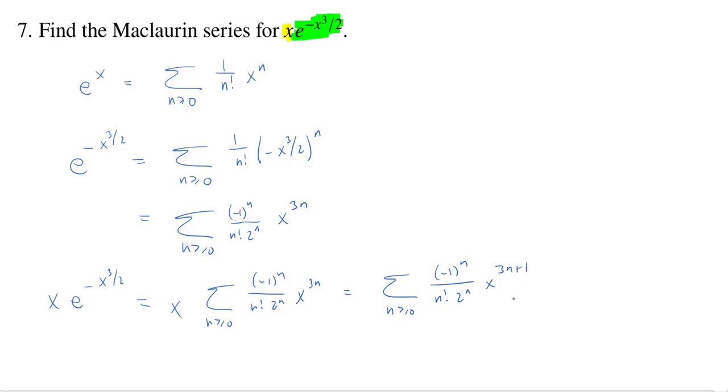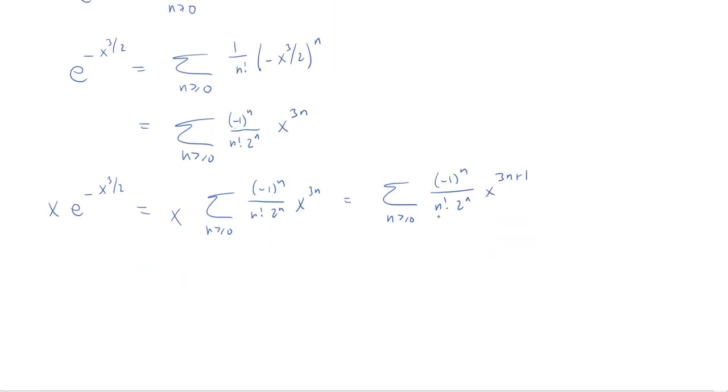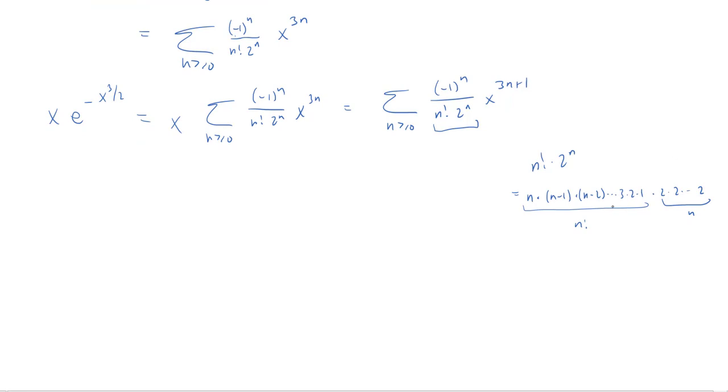Now, just as a little bit of trivia here, if I take this piece in the denominator, n factorial times 2 to the n, this looks like n times n minus 1 times n minus 2 times dot dot dot times 3 times 2 times 1. That's the n factorial. And then I'm going to have times 2 times 2 times 2, and I have n of those. And what I could do is just rearrange this. Put each of these 2's with a number in this sequence going from 1 to n.